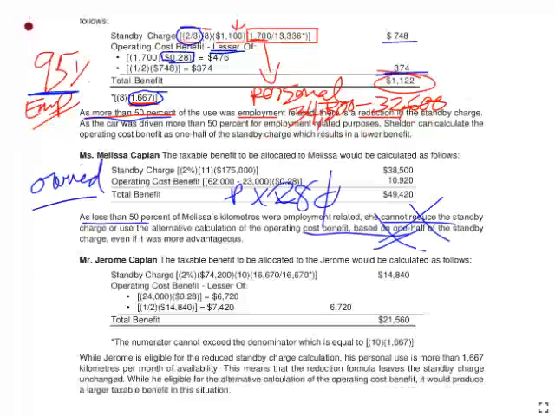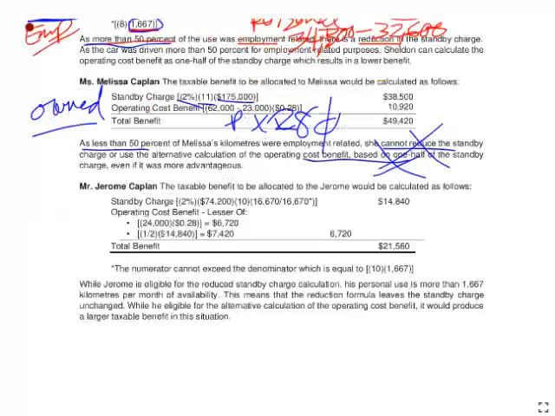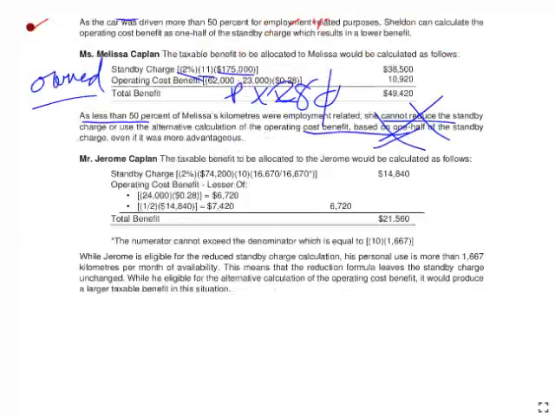Personal kilometers times 28 cents, 2% times the number of months available times the cost. That's it, straightforward. Then the last one we have is Mr. Jerome Kaplan. And the trick on this one, so this guy is also, this was an owned vehicle. So 2% times this, in this case, he was eligible for the reduction, right?